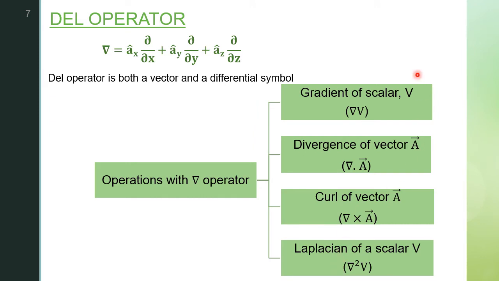That is, in general, we can denote a scalar quantity as V and a vector quantity as vector A. So del V is gradient of a scalar, del dot A is divergence of a vector, and del cross A is curl of a vector, del square V is Laplacian of a scalar. So these operations are the main operations which are done using the del operator. So now we'll see what are these operations and how can you do this.